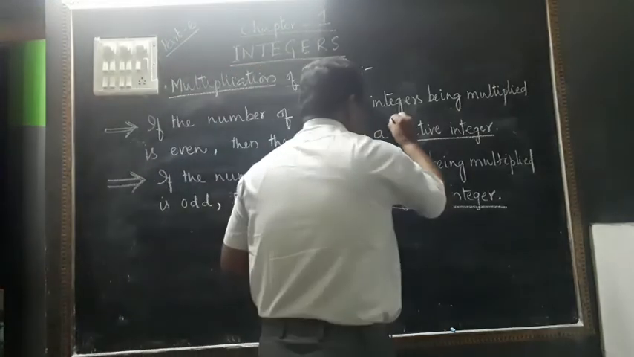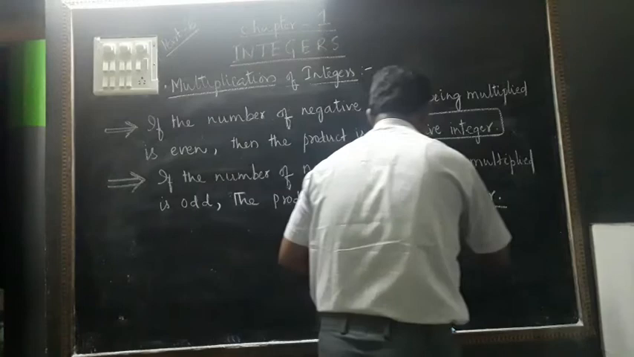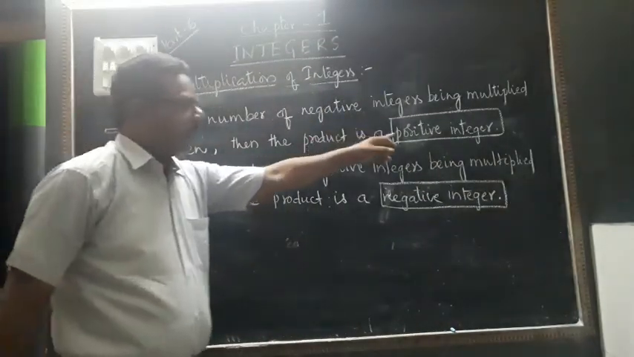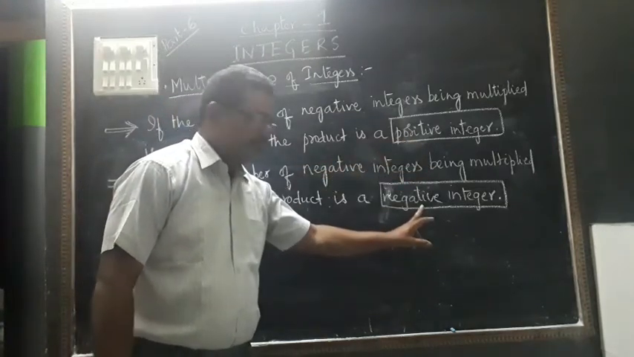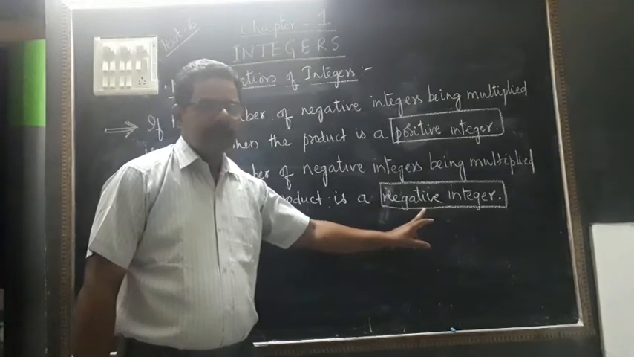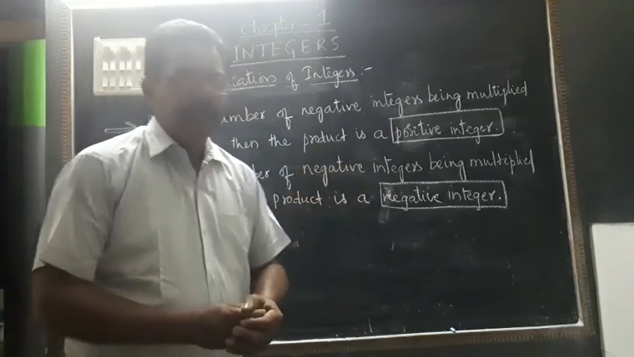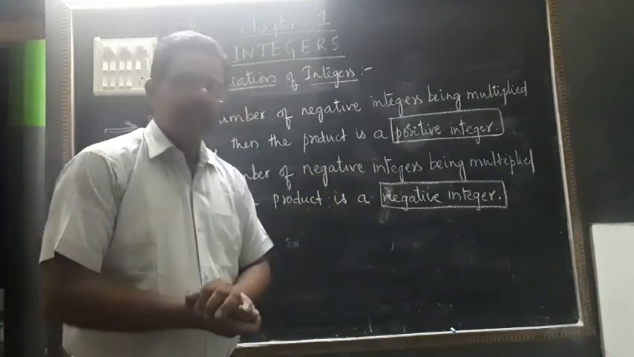So here, positive integer and negative integer, these two things you have to remember. If the number of negative integers is an even number, you get a positive integer. If the number of negative integers is an odd number, you get a negative integer. Understand?